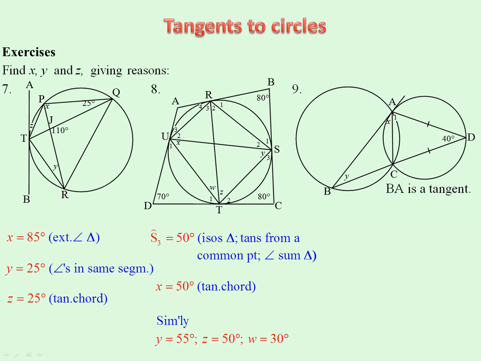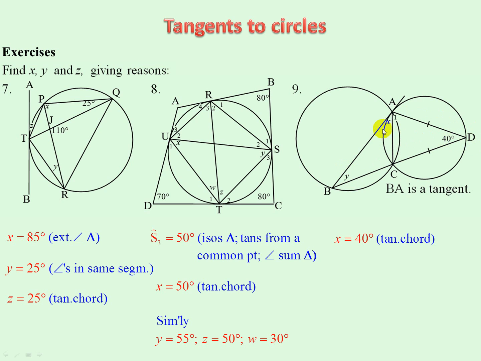Number 9. What's x equal to? Well, there's the tangent to this circle and there's a chord, so therefore we look opposite. Oh, x is equal to 40 by tan chord. What's y equal to? Well, y is not equal to anything. That's not a tangent, hey? So we can't say that is equal to this.